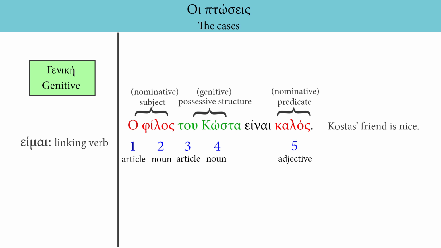So, let's add the genitive case here. Ο φίλος του Κώστα είναι καλός. Ο φίλος is in the nominative case. Why? Because it is the subject of the verb, who is good. Ο φίλος, the friend. But whose friend? Του Κώστα. So, as you can see, the primary school rule here helps us. And of course, let's not forget the predicate. We have a linking verb, the verb είμαι, so the predicate καλός has to be in the nominative case.